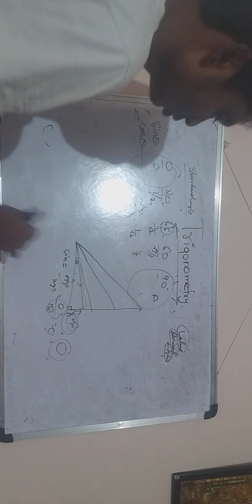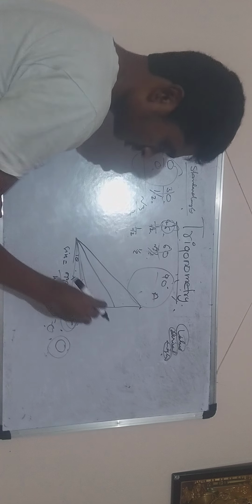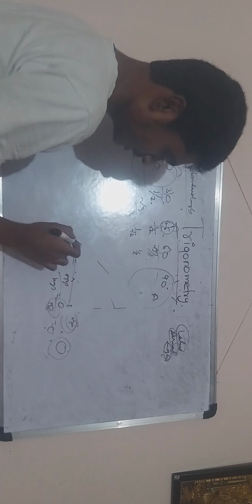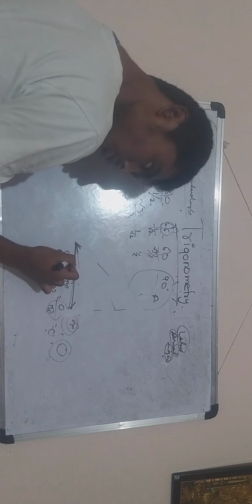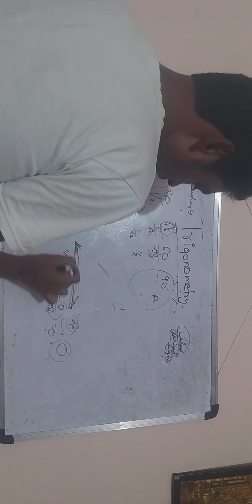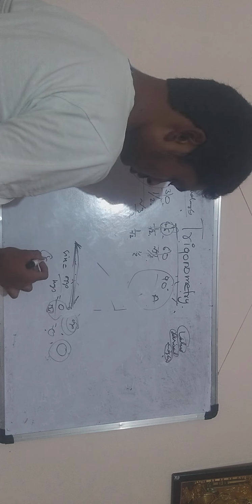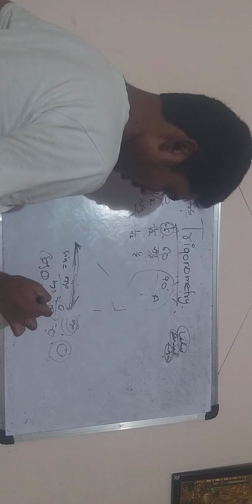And cos 0 is when the hypotenuse coincides with the adjacent side. So they are going to be equal. So cos 0 is 1.